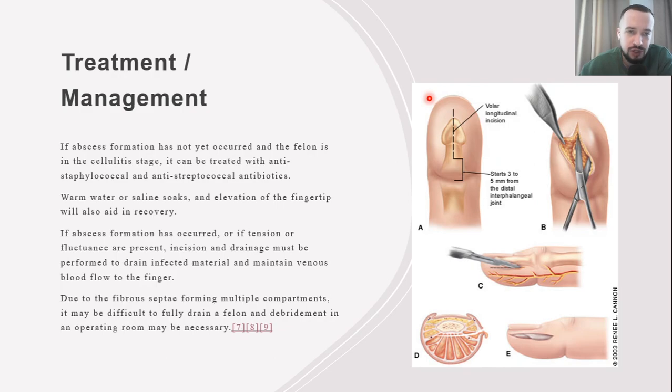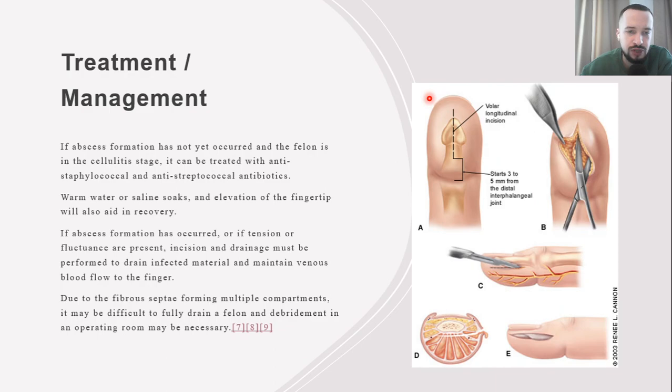If abscess formation has not yet occurred and the felon is in the cellulitis stage, it can be treated with antistaphylococcal and antistreptococcal antibiotics. Warm water or saline soaks and elevation of the fingertip will also aid in recovery. If abscess formation has occurred or if tension or fluctuance are present, incision and drainage must be performed to drain infected material and maintain venous blood flow to the finger.